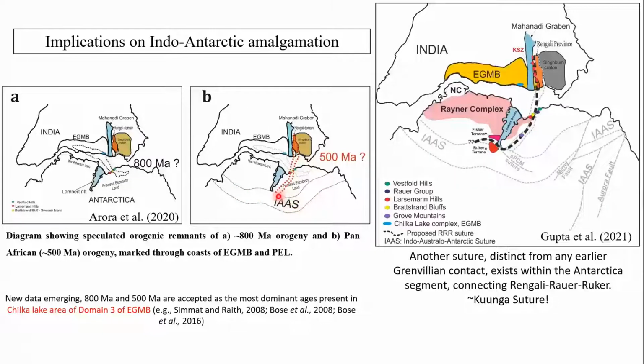And also it can be speculated as the continuation. It actually follows the same trend as proposed earlier by other workers. It follows the continuation of the Tunga suture. This Pan-African suture is also confirmed by structural data compilation, Gupta et al. 2021, proposing a suture which connects the Rengali domain of India to Rohr, which exists at the coastal fringe, to Rukar. Rukar exists at the southern Prince Charles Mountains. I mean the south sector of the Rayner complex.